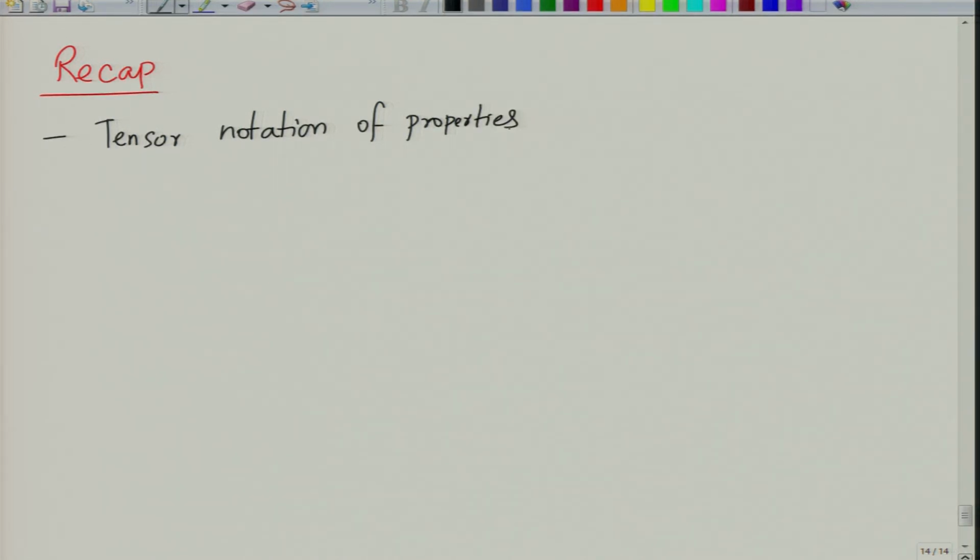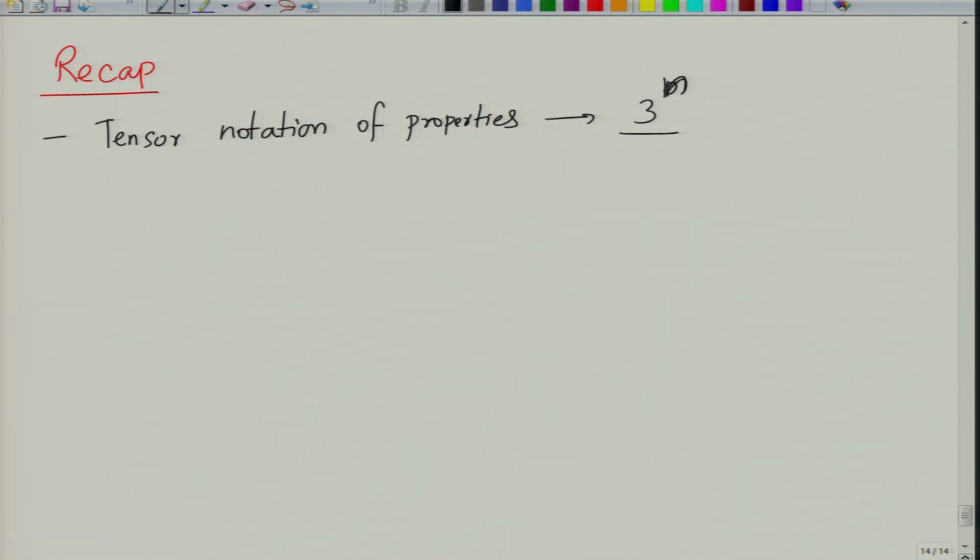Which is important from the perspective of properties in the crystals, because the properties of materials are not isotropic. Most properties are anisotropic in nature, because stress is a tensor, strain is a tensor, and basically tensors are nothing but matrices of components more than 9.